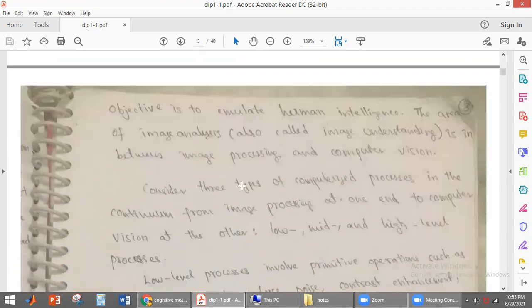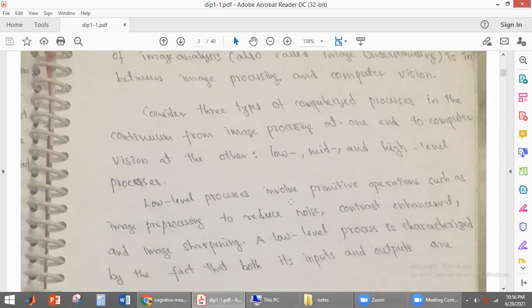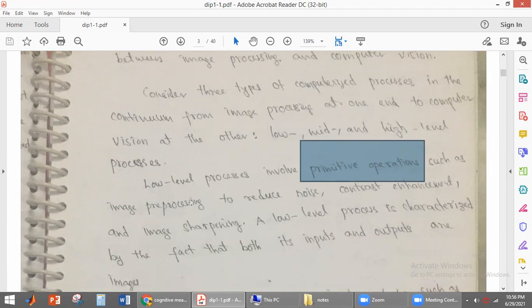And here we'll discuss the three types of computerized processes in the continuum, from image processing at one end to computer vision at the other end. So what are the three types of processing methods we are going to discuss here? The first one is the low-level process. The low-level process involves primitive, basic operations, such as image preprocessing to reduce noise, contrast enhancement, and image sharpening. Okay, that is involved in low-level processing.